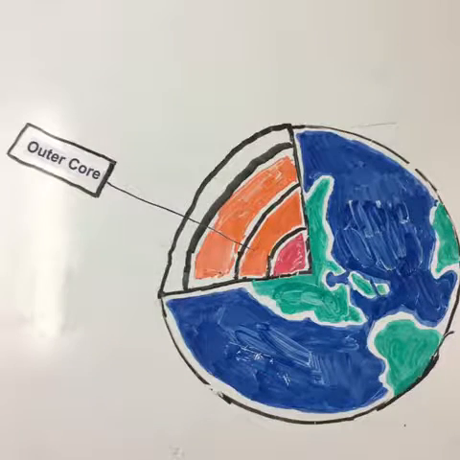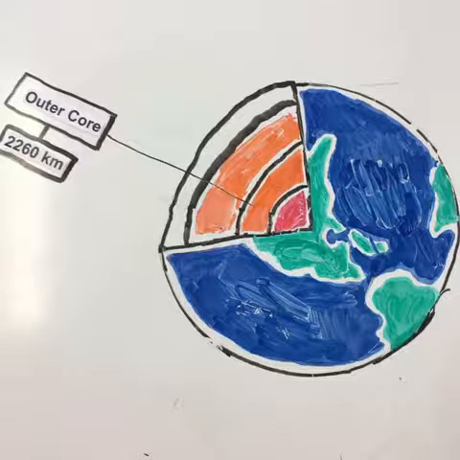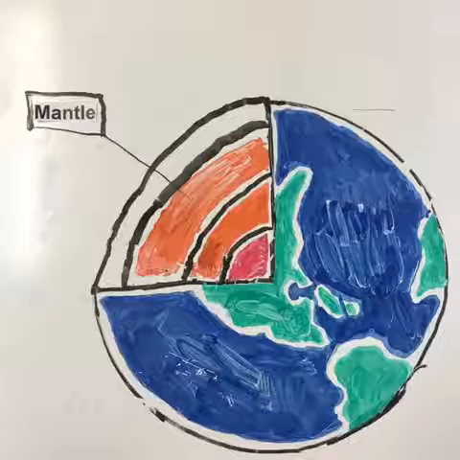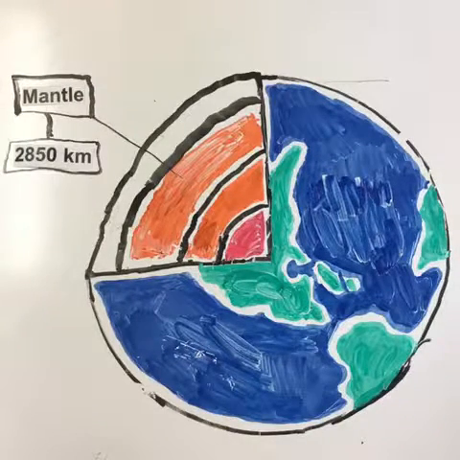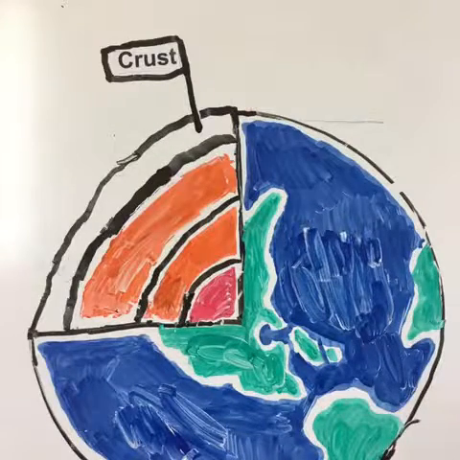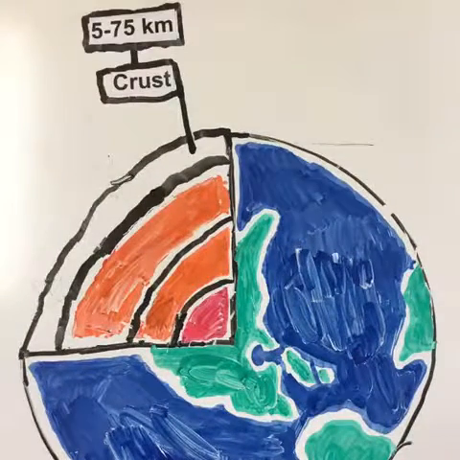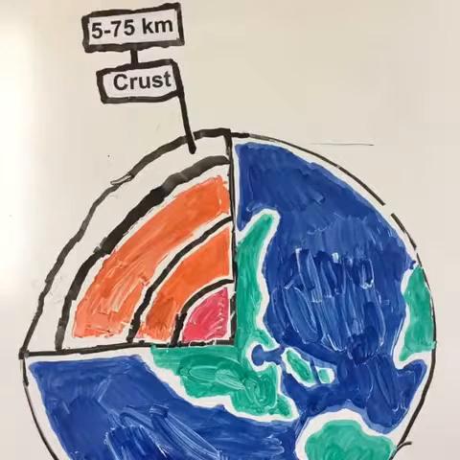The next deepest layer is the outer core with a width of 2,260 kilometers. Second from the top layer is the mantle with a thickness of 2,850 kilometers. And the uppermost layer of the Earth, which is the crust, has a width of 5 to 75 kilometers.